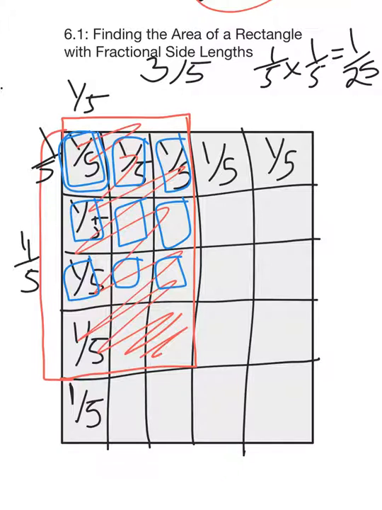And then you just count how many 1/25 you have. You would take your 1/25 and multiply it by how many squares you have here, which is 12. You have 12 squares, so you would have 12 of those 1/25, and you would end up with 12 over 25, which is the same answer we got earlier when we just multiplied 3/5 times 4/5.